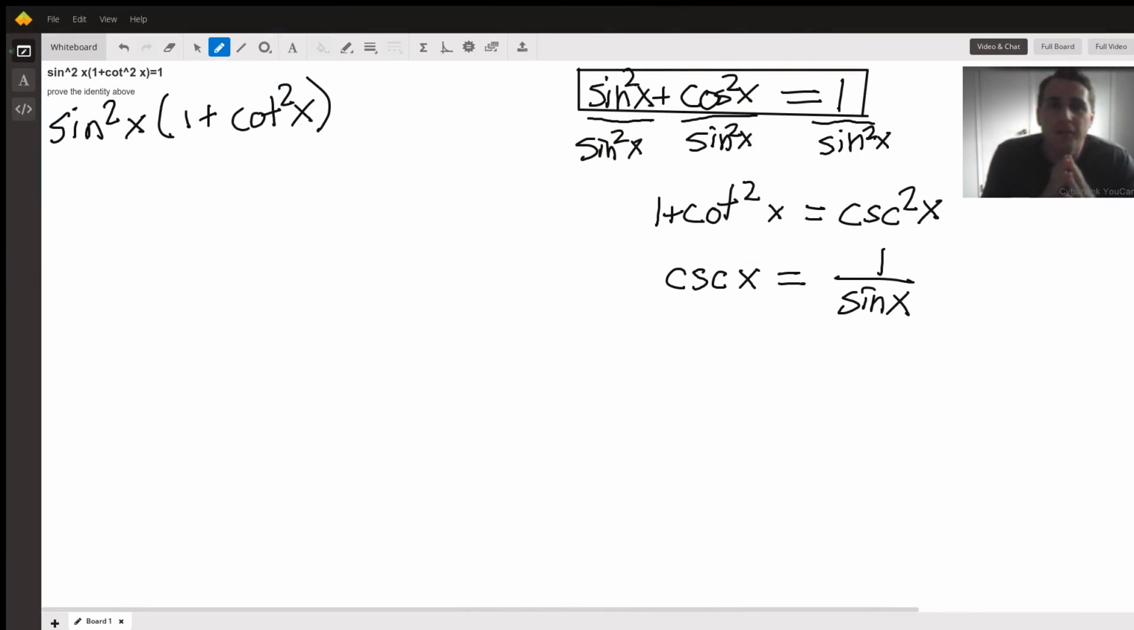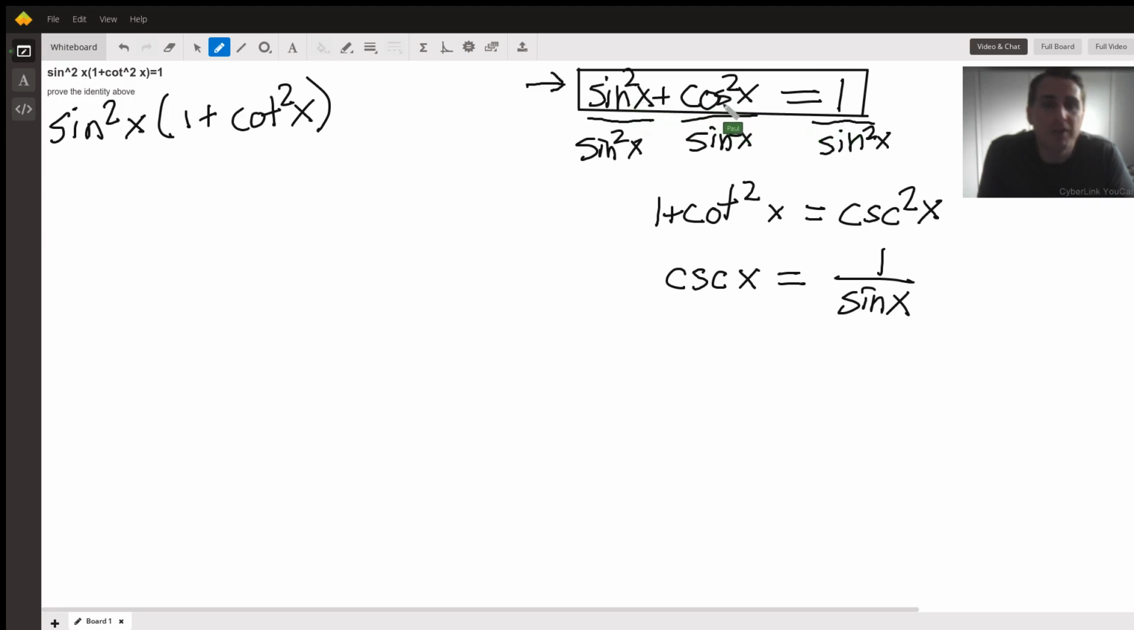Hello, and I'd love to prove to you that sine squared x multiplied by the quantity of 1 plus cotangent squared x is exactly equal to 1. So I'd like to leverage several identities, and let's go ahead and start with the simplest one that we know of. Hopefully you see right here that we have the so-called Pythagorean or fundamental identity of trigonometry. And that is sine squared x plus cosine squared x equals 1.